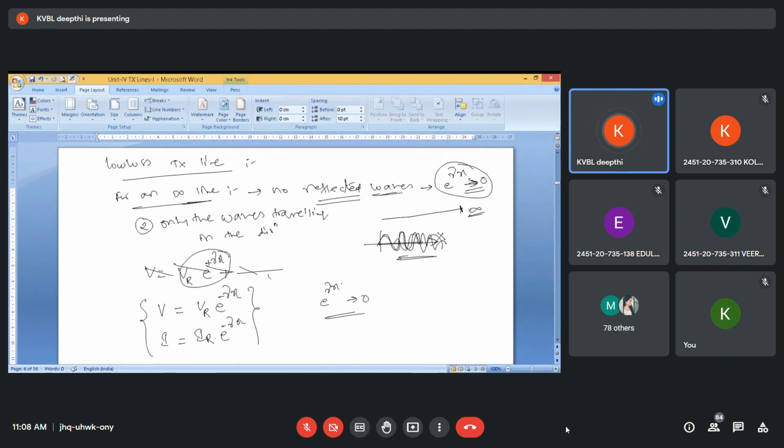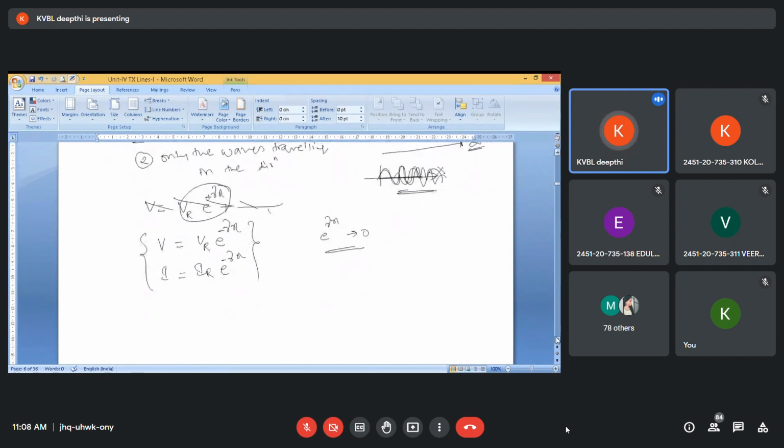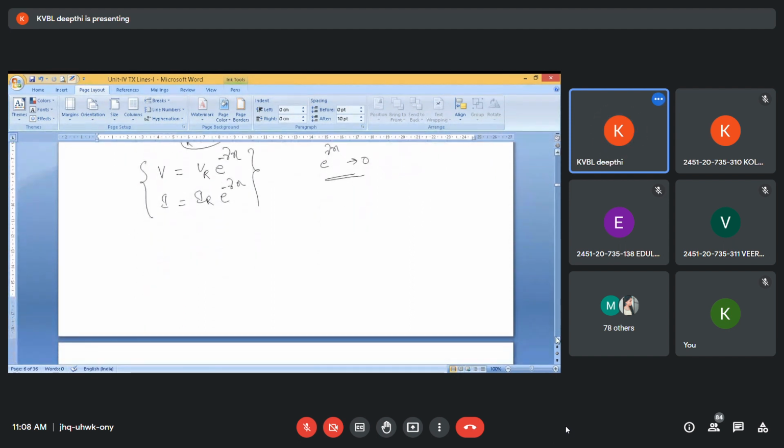Okay, so now once you are getting these v and I values, now we need to calculate what is called the impedance value. What is the impedance value we will be getting? What is the equation? Characteristic impedance equation, that is, z0 is equal to what?